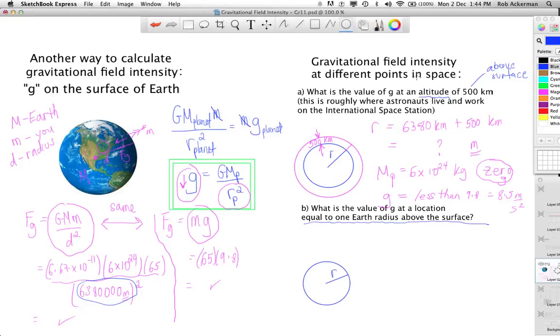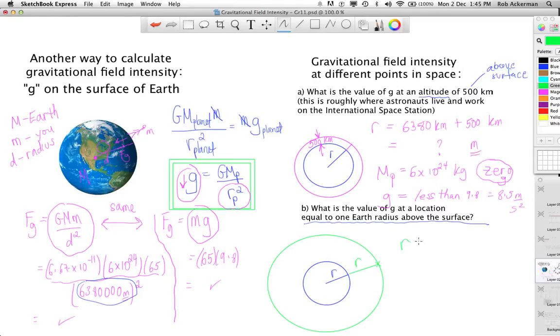Well, it means pretty much exactly what it says. It means this time, imagine going double the distance from the center as you were before. So if the first distance is 1 Earth radius, here's what 2 Earth radii look like. Now you are up here.